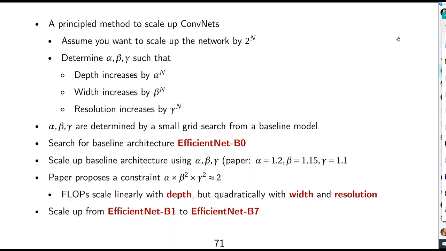EfficientNet claims to produce a principled method to scale up convolutional networks. Let's assume we would like to scale up the network by a factor 2 to the power of n. Then we would like to determine constants alpha, beta, and gamma such that the depth increases by alpha to the power of n, width increases by beta to the power of n, and the resolution increases by gamma to the power of n. So let's simply discuss the baseline scaling, that is, we scale by a factor of 2, then the depth is scaled by alpha, width is scaled by beta, and resolution is scaled by gamma.